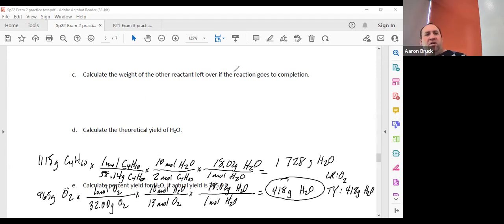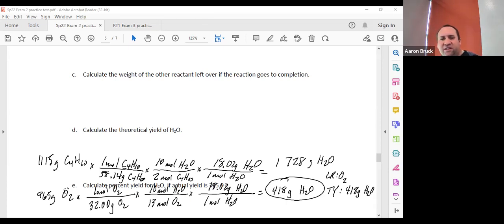Okay, for part C, calculate the mass of the other reactant left over if the reaction goes to completion. Again, there are a lot of ways to do this problem. You could convert the 965 grams of oxygen back into butane, figure out how much butane gets used up, and subtract.